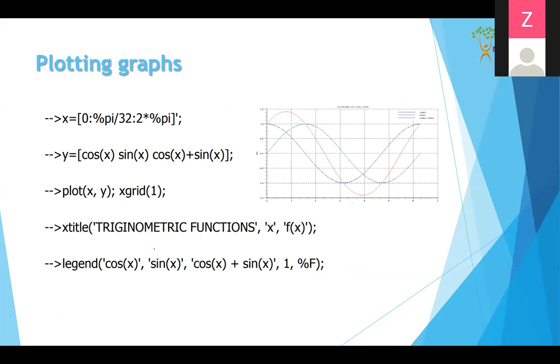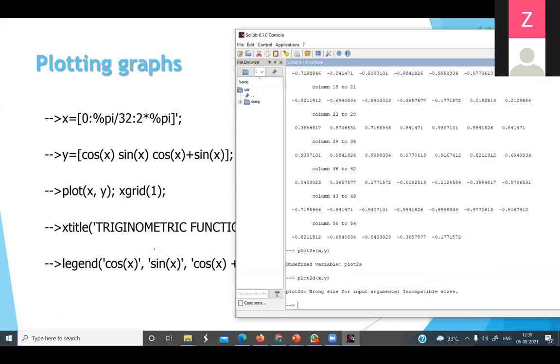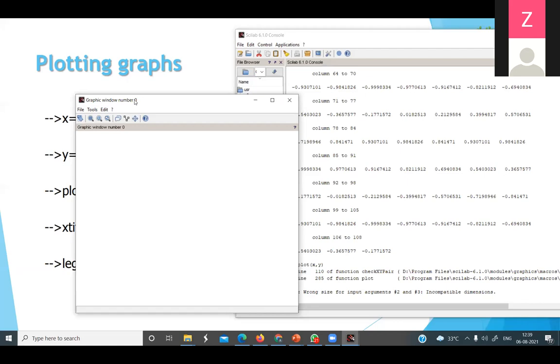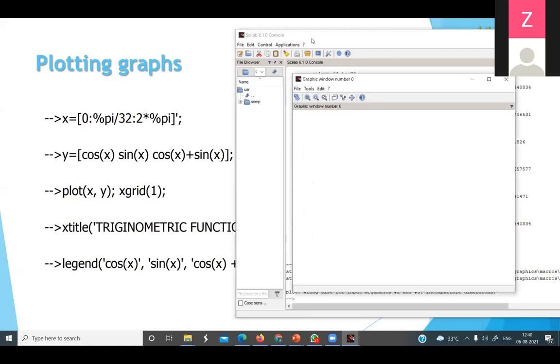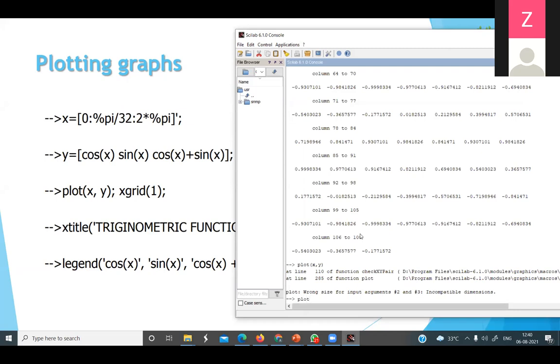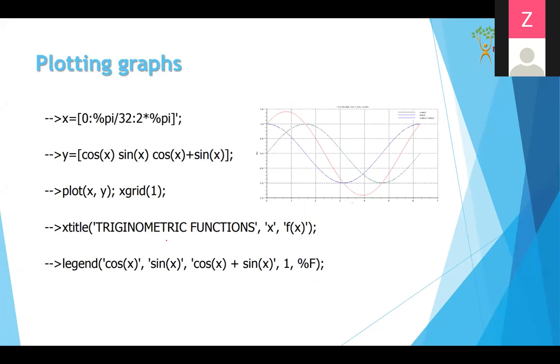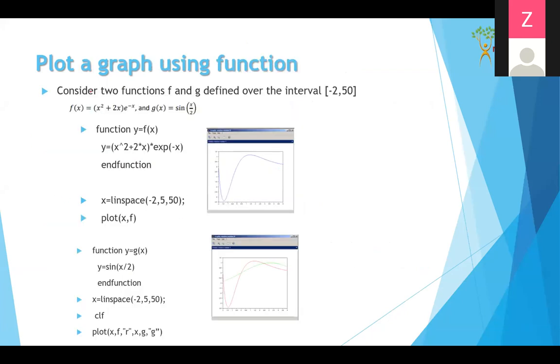Next, the same graph is here, y equal to cos x, sine x, and cos x plus sine x. Got three values, plot x comma y. Maybe some error has appeared, but it can be drawn. On similar lines, we can also draw.